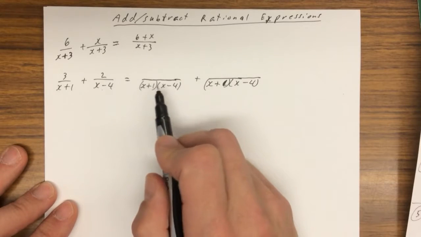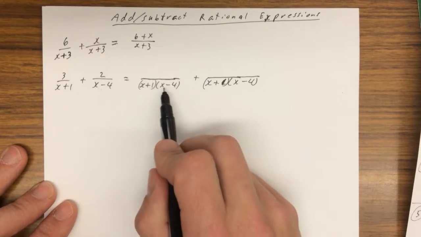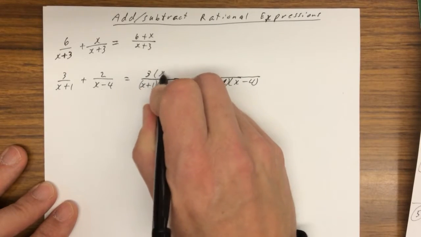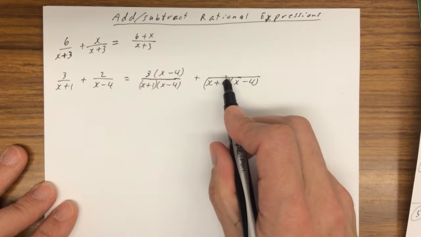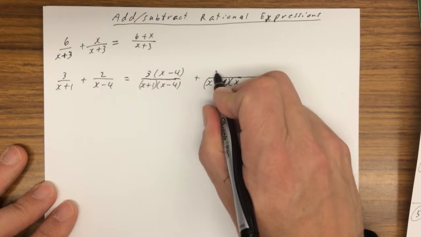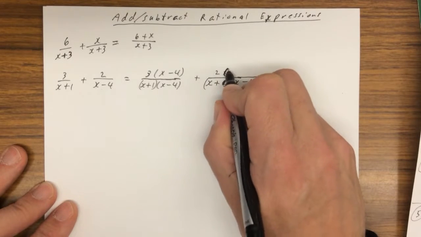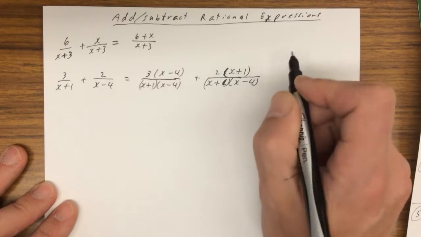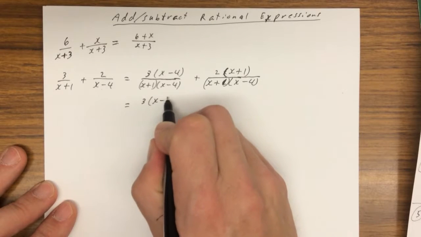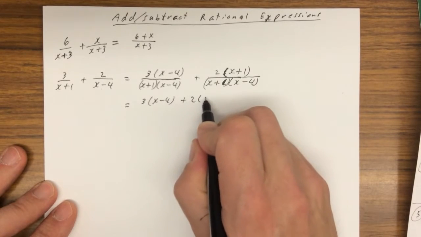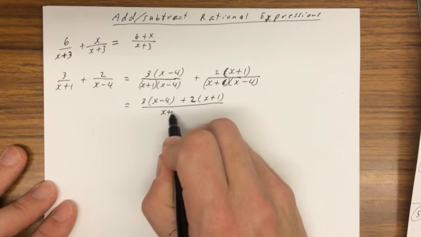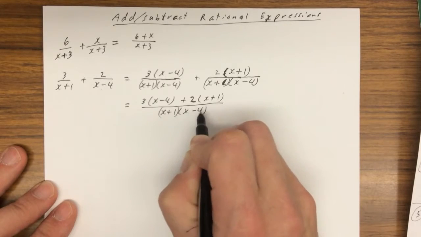And what did I have to do to the bottom of this one to get this? I had to multiply by x minus 4. So I'm going to do 3 times x minus 4 on the top. And on this one, on the bottom, I had to multiply by x plus 1. So I'm going to do 2 times, I'll just put the bracket there, x plus 1 on the top. And now you've got 3 times x minus 4 plus 2 times x plus 1 all over x plus 1 times x minus 4.